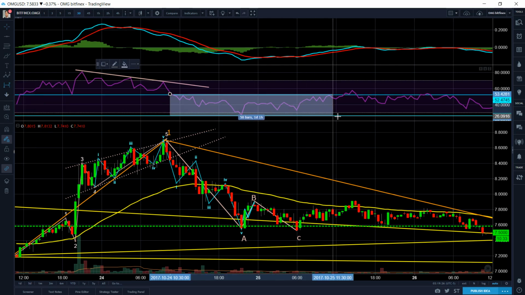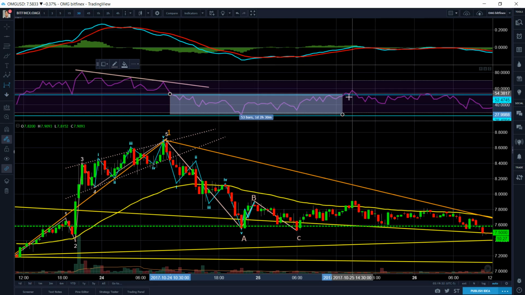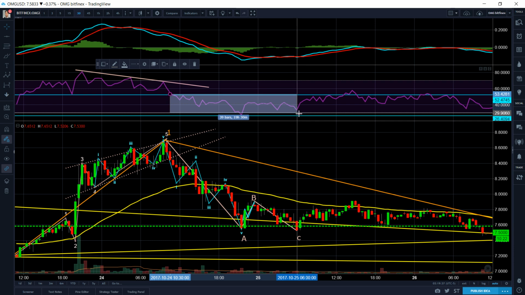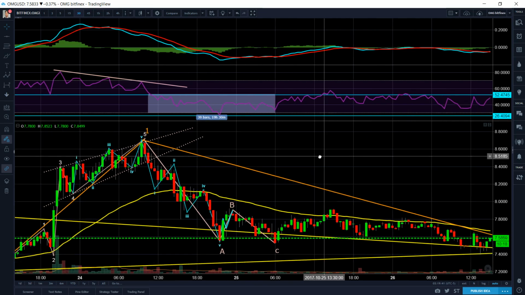Basically, this range right here, all the way to here. But then it finally ended up going here. So what happened there? That's a pretty crucial moment. Actually, what happened from right here to right here? These are important points. This is where your A, B, C correction ended.